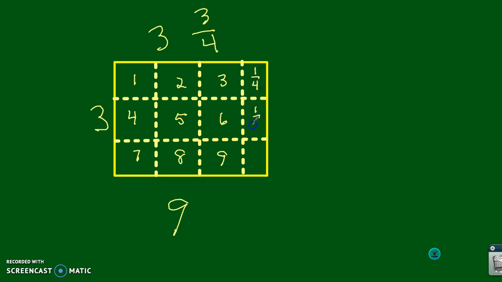Now it's not drawn the greatest, but we're gonna imagine that this is drawn perfectly well. So these are 1/4 pieces, 1/4, 2/4, 3/4. So we have 9 whole squares and we have 3/4 of other squares. So for this one, it's 9 3/4 units squared.